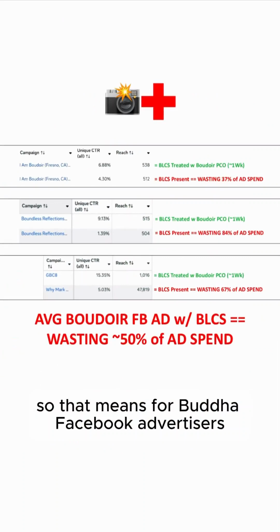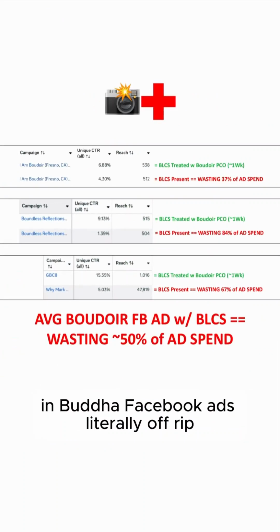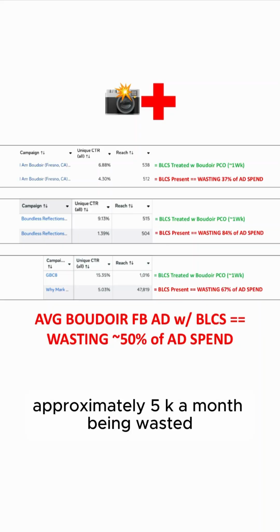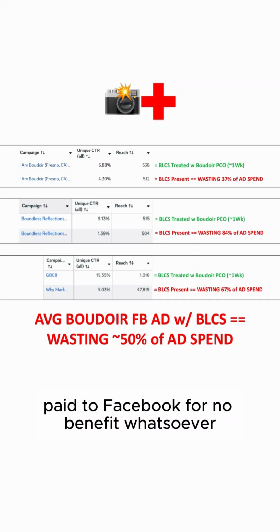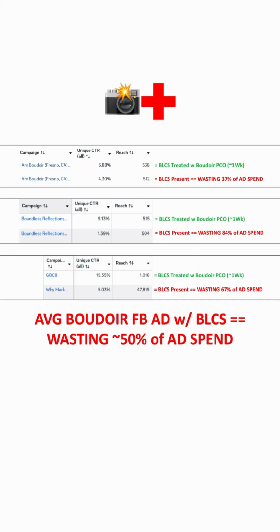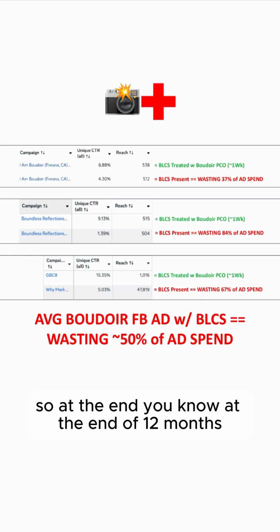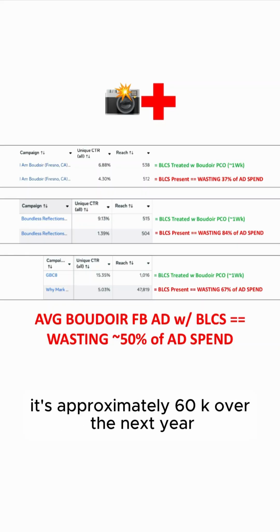So that means for Boudoir Facebook advertisers spending more than 10 grand a month in Boudoir Facebook ads, literally off the rip, approximately 5K a month is being wasted, paid to Facebook for no benefit whatsoever. And that's every single month. So at the end of 12 months, it's approximately 60K over the next year.